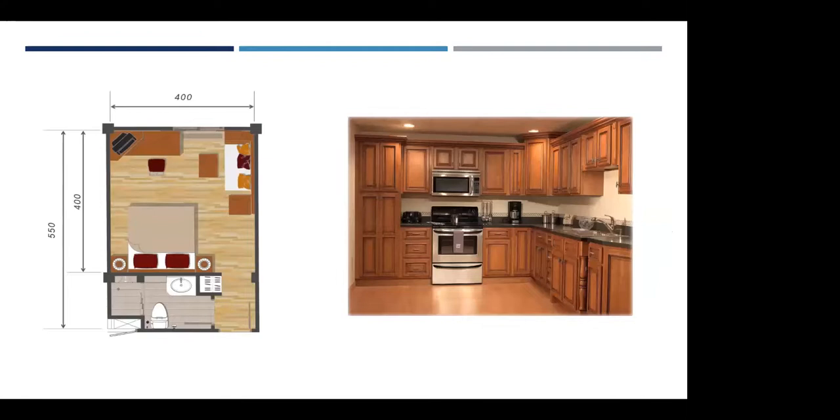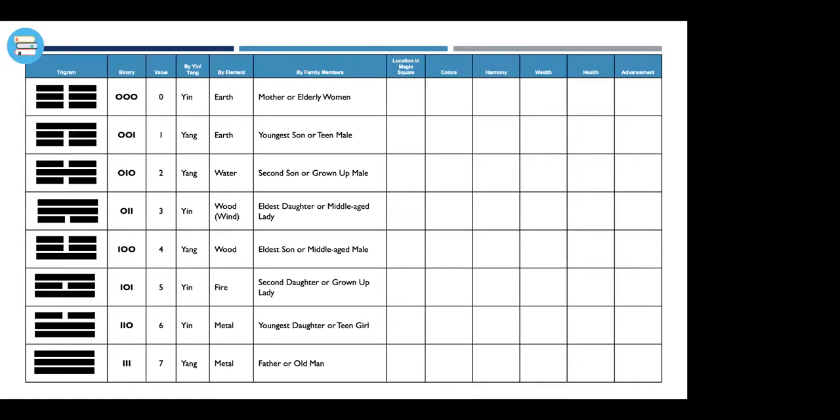Okay. Now, therefore, we're talking about the kitchen. We're talking about the bedroom. Now, we come back to here again. The one that you were supposed to do the other day, the homework, where different Qua, and look at the other column about the harmony, wealth, health, and advancement.